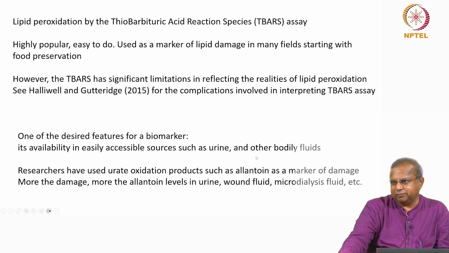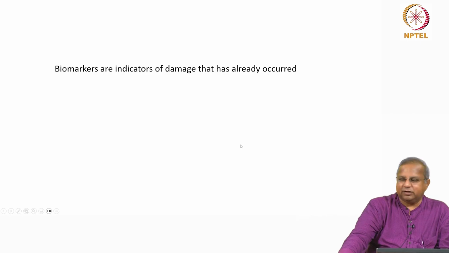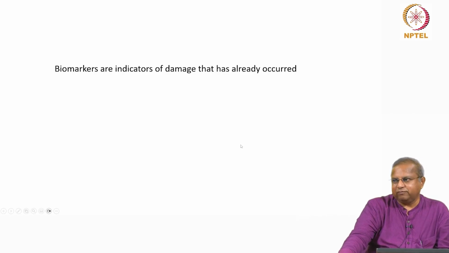Okay, so that gives you some idea of biomarkers. There are many biomarkers, of course. This gives you some biomarkers of relevance to reactive species damage in a medical context. Biomarkers are indicators of damage that has already happened. I am re-emphasizing something I mentioned in the first chapter: the biomarkers are indicators of damage that has already happened.